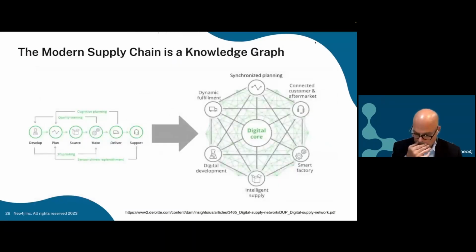I just want to leave you with the point that the modern supply chain is in fact a knowledge graph. As you think about all of the different dynamics associated with running a global supply chain, your ability to analyze it, your ability to make it resilient, your ability to report on sustainability and do fulfillment, inventory positioning, etc. All of those kinds of analytics can be done in a knowledge graph, and they can be done much faster and much more powerfully with a knowledge graph.